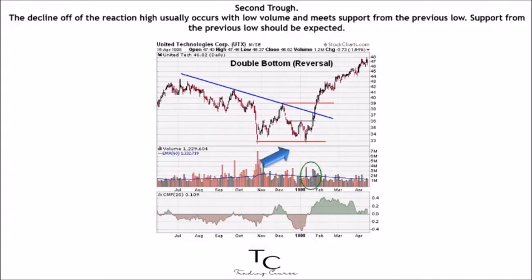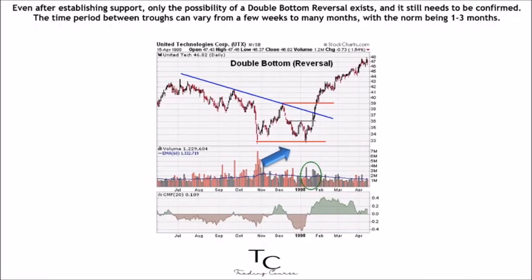Second trough. The decline off of the reaction high usually occurs with low volume and meets support from the previous low. Support from the previous low should be expected. Even after establishing support, only the possibility of a double bottom reversal exists, and it still needs to be confirmed.